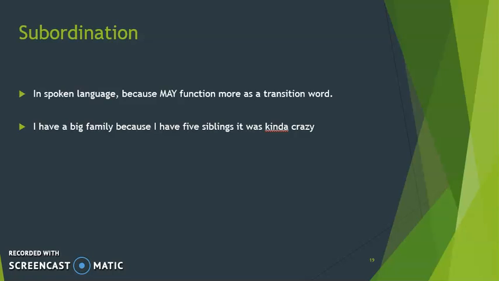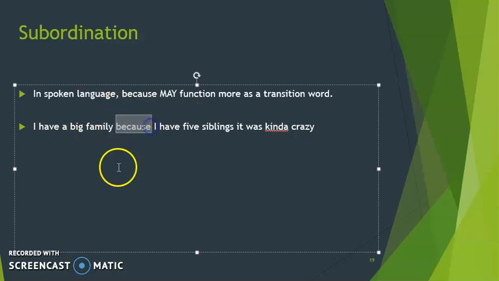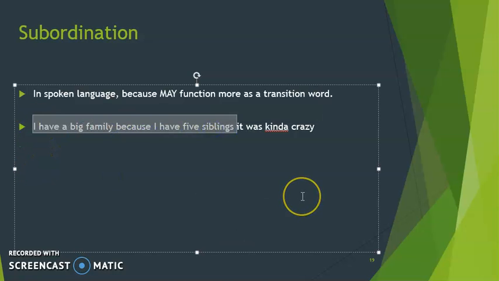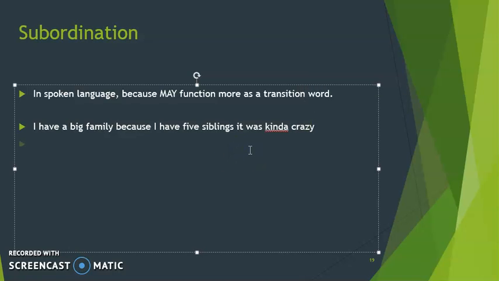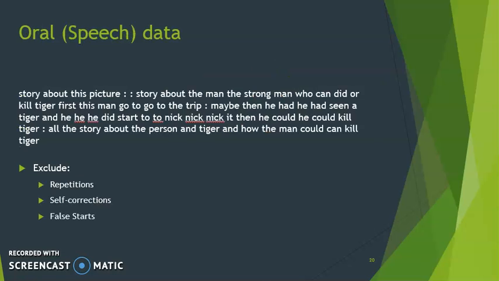Here's another example. I have a big family because I have 5 siblings. It was kind of crazy. Here, the because, if we just look at the syntax, it's not clear if I have a big family because I have 5 siblings belongs together, or maybe it's because I have 5 siblings, it was kind of crazy. So we're seeing a little bit of a problem of using only the syntax to segment oral language. We're also going to have to pay attention to the pausing information and intonation. So that's something to consider.